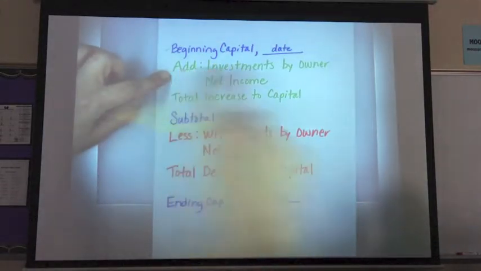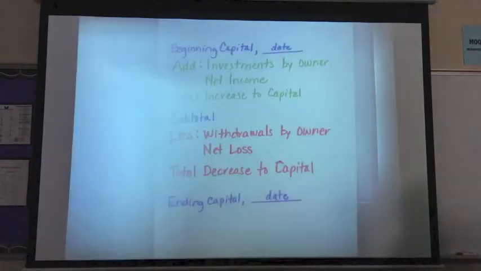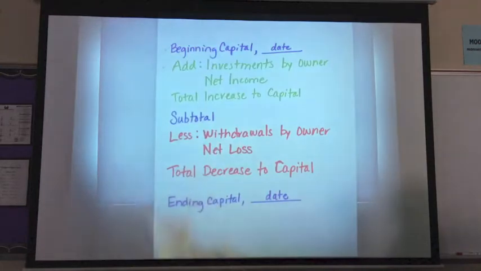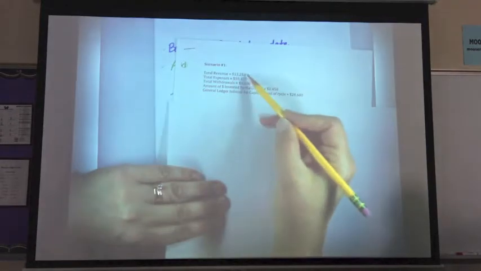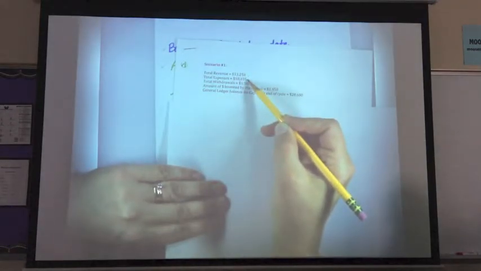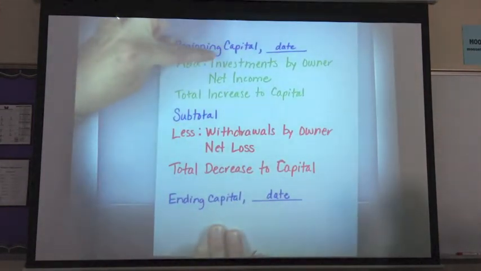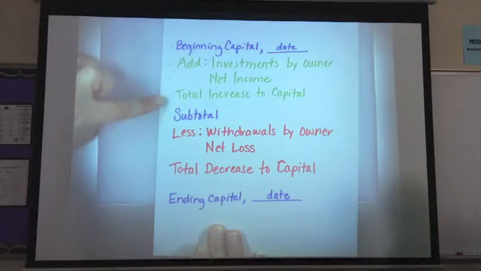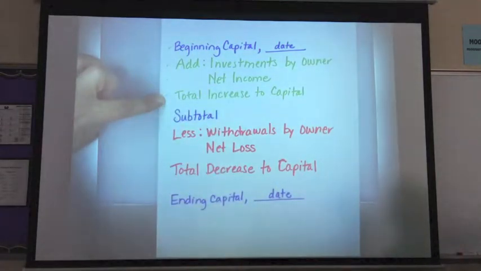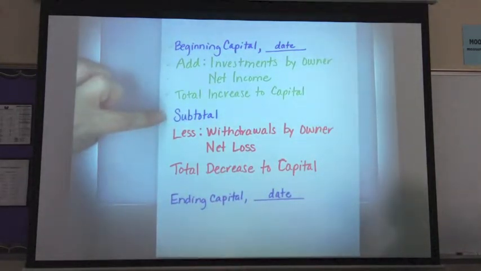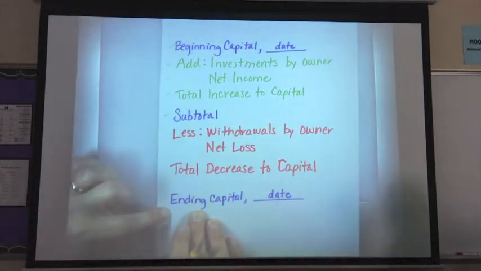Will we need add investments by owner? If I look over here, were there investments by the owner? Yes. So we will need investments by owner. Do you need net income? Was our revenue higher than our expenses? Yes. So we will need net income. If I have both investments and net income, do I need the total increase to capital? Yes. Will I need subtotal? Yes, because I always need subtotal. Remember, those three are the three that I always need.